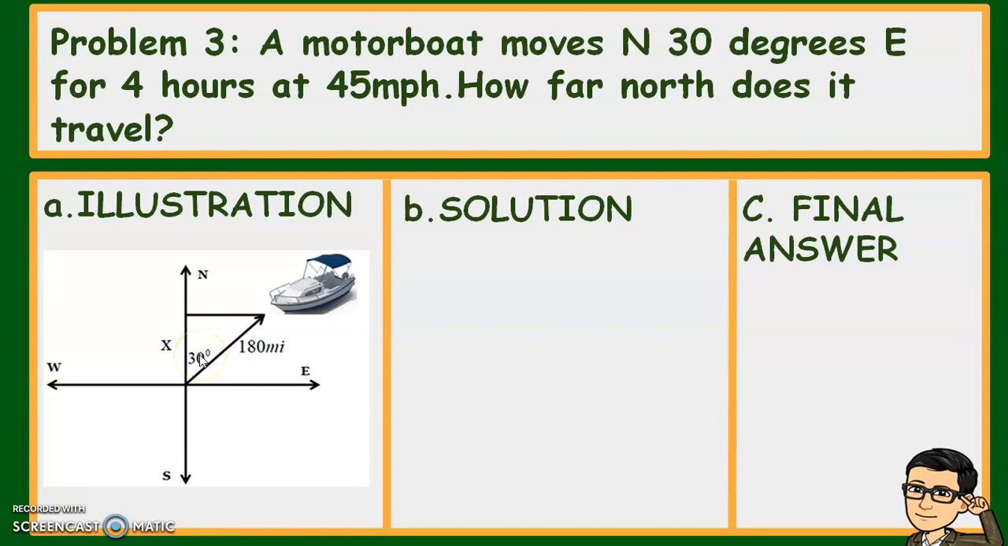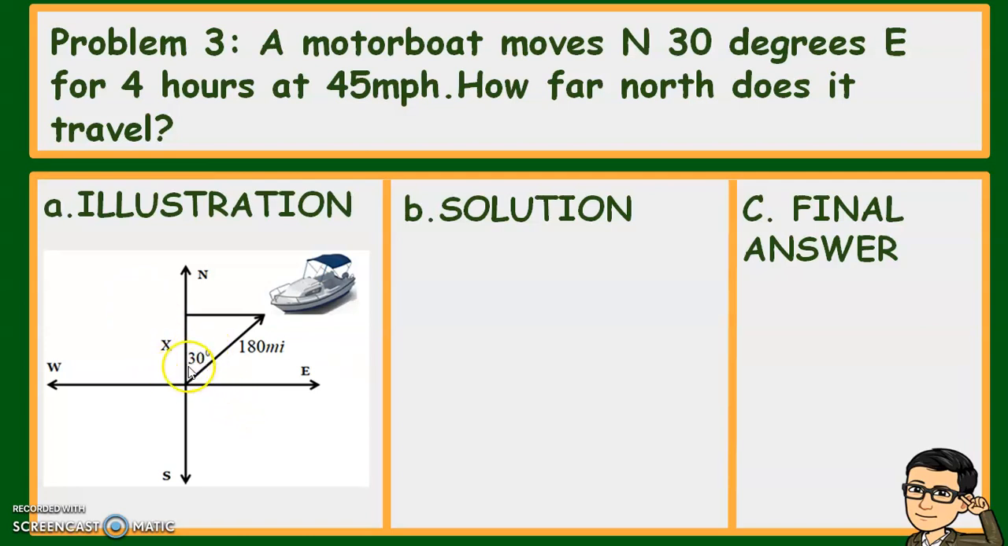And then, since in our given we have time and the speed, we need to solve first for the distance. When we are solving for the distance, all we have to do is get the product of the time and the speed. So we have 4 times 45. That is why we come up with 180 miles. And then, our unknown is how far north does it travel. So this is how far north. We represent it as variable x.